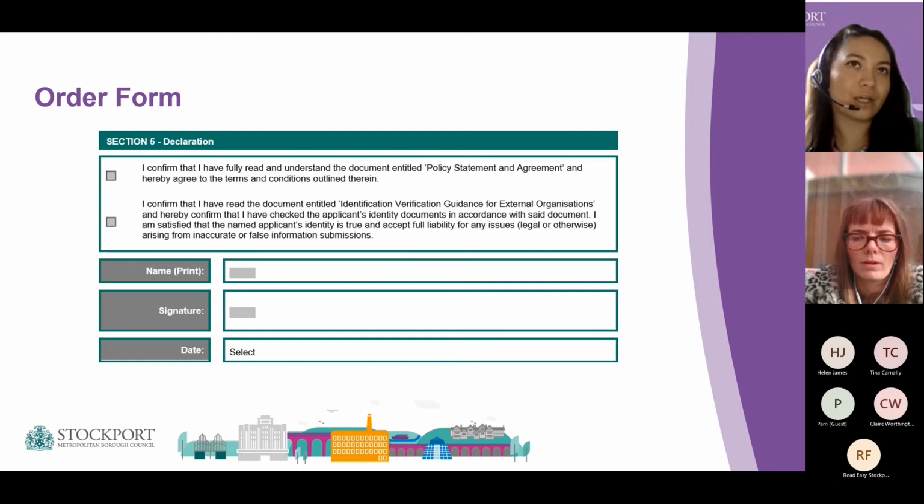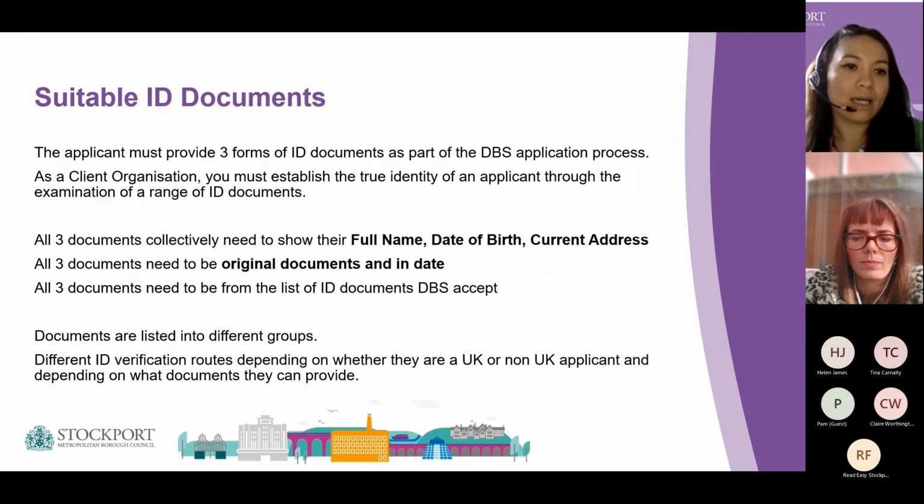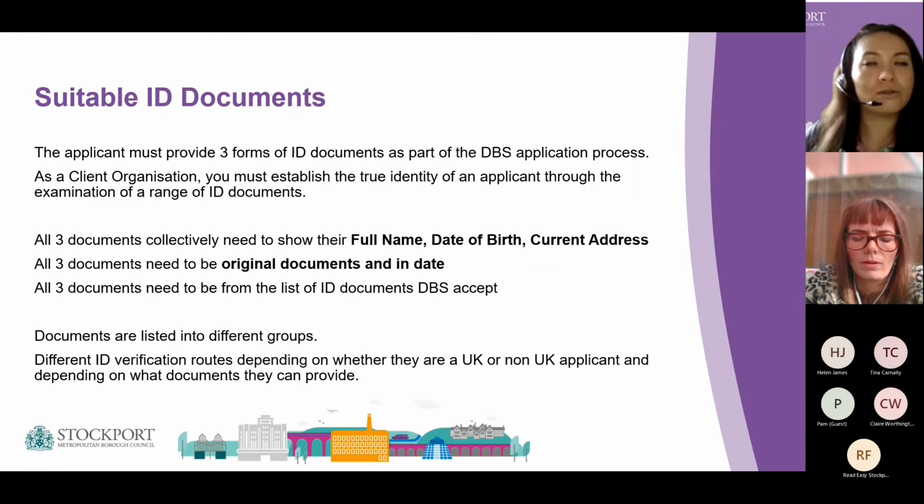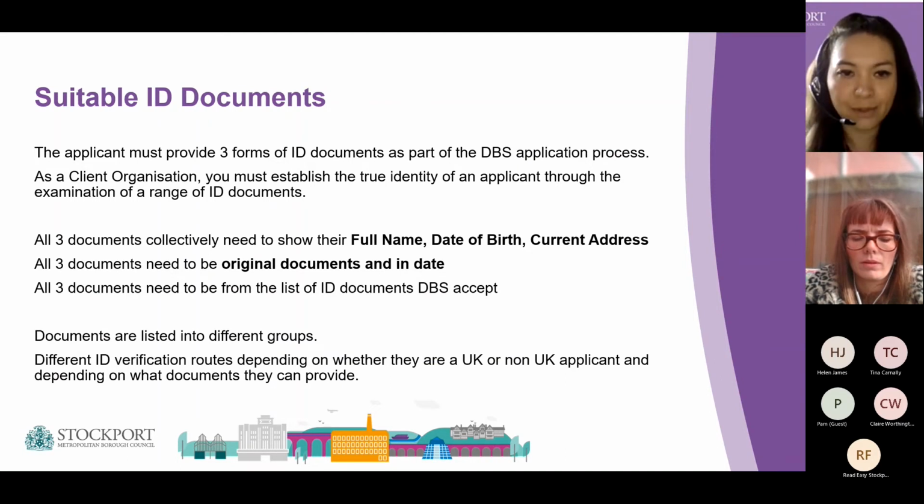Like I said, it's just a Word document that you'd need to complete and send over to us with the documents. And then moving on, I'll now look at the suitable ID documents, the documents that we can accept as part of the DBS process. So the applicant must provide 3 forms of ID documents as part of the process.